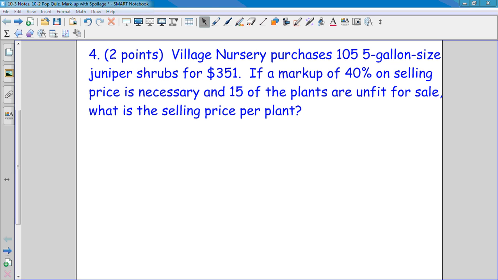Okay, this is chapter 10, section 3, markup with spoilage. I'm going to show you how to do number 4. This was an example in your book. We're just going to do a couple examples just to give you the idea.